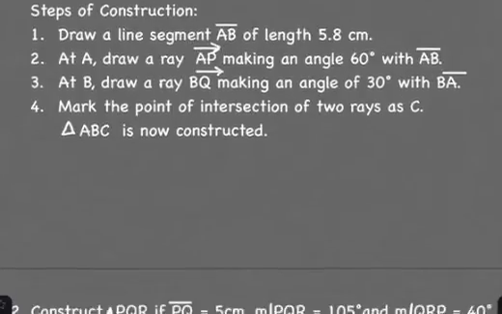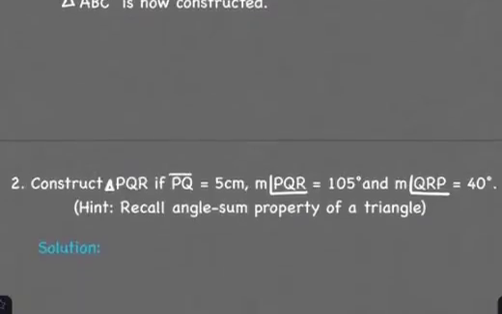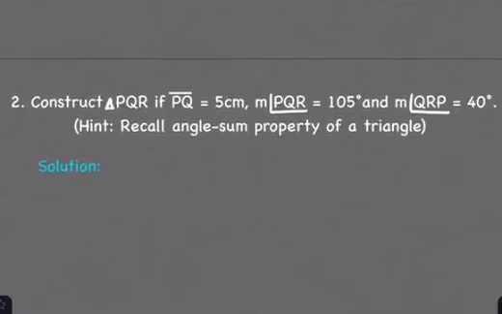Now moving on to a similar problem. Construct triangle PQR if PQ is equal to 5 centimeters, angle PQR is equal to 105 degrees and angle QRP is equal to 40 degrees. There is a hint given. We need to recall the angle sum property of a triangle and then have the construction done.